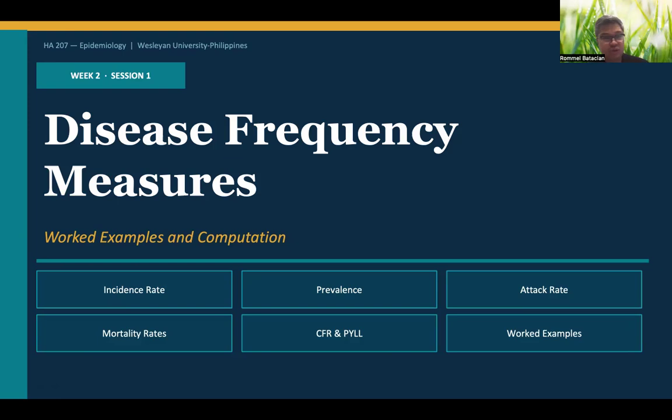For this session, we'll be focusing on disease frequency measures. By the end of this session, you will be doing actual computations, but these are very basic. You don't just memorize formulas, but you should also understand what the numbers mean and what decisions they should drive. That's where epidemiology becomes an important management tool.